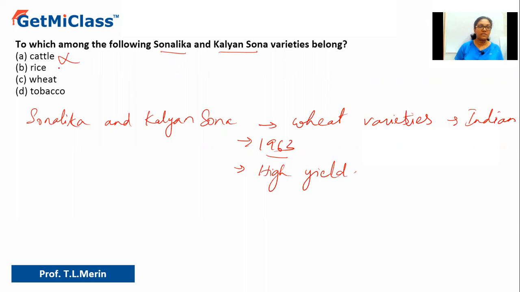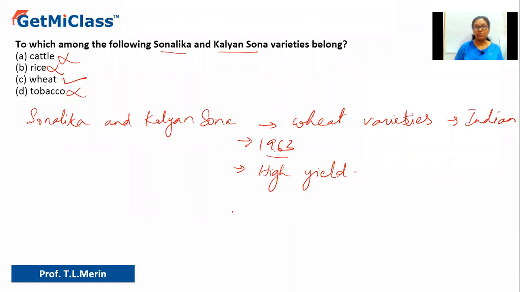Option B says rice. Again, it is not a rice variety. As I told you, it is wheat. And option C is wheat, so that is the correct answer. And option D says tobacco, which is a wrong answer because I have already told you Sonalika and Kalyan Sona are wheat varieties.